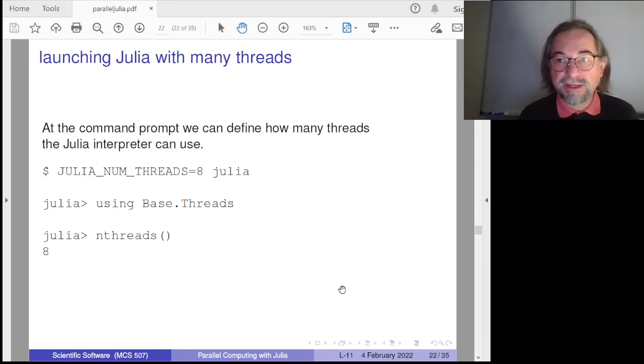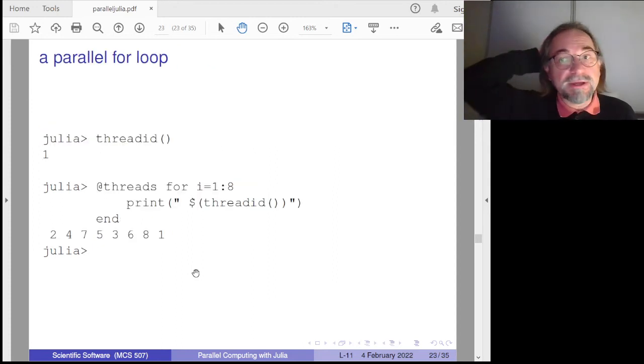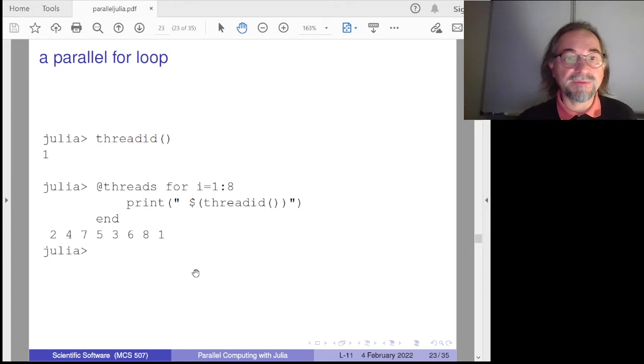We will do here again interactive parallel computing. At the command prompt, we can indicate how many threads the interpreter may use. Here I launched this with an environment variable for the number of threads. The number of threads matches what I just indicated, although there is still one main thread that is running here. It just isn't listed with the number of threads. Every thread has an identification number.